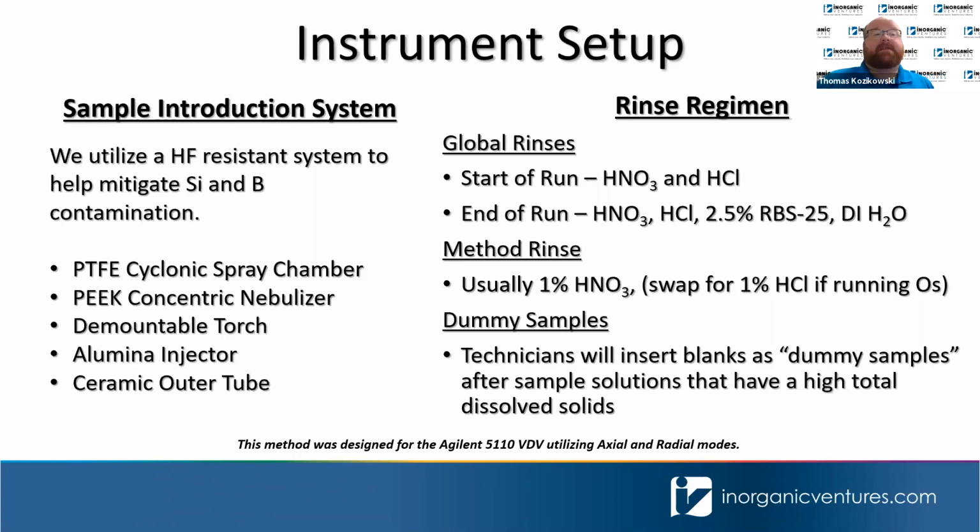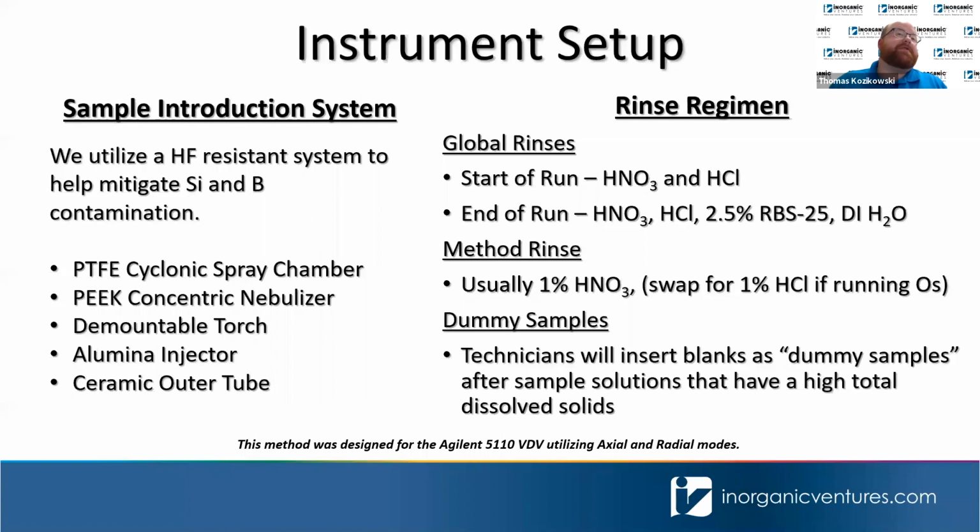Between samples, that's our method rinse. We usually use 1% nitric, and we'll swap with 1% HCl if we're running osmium. Obviously, that helps with the memory interferences of osmium. If it touches any amount of nitric, it will stick to the plastic like crazy. Obviously, a bigger concern with mass spec, but you can see it on OES as well, even though the detection limits aren't nearly as good as mass spec.